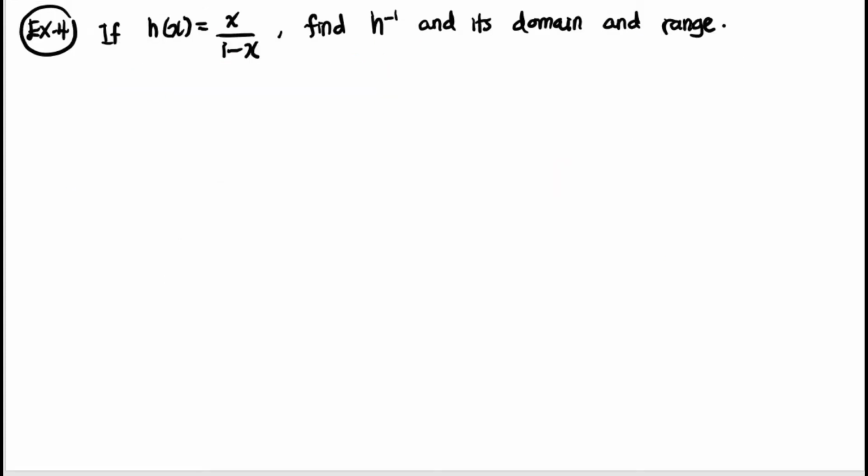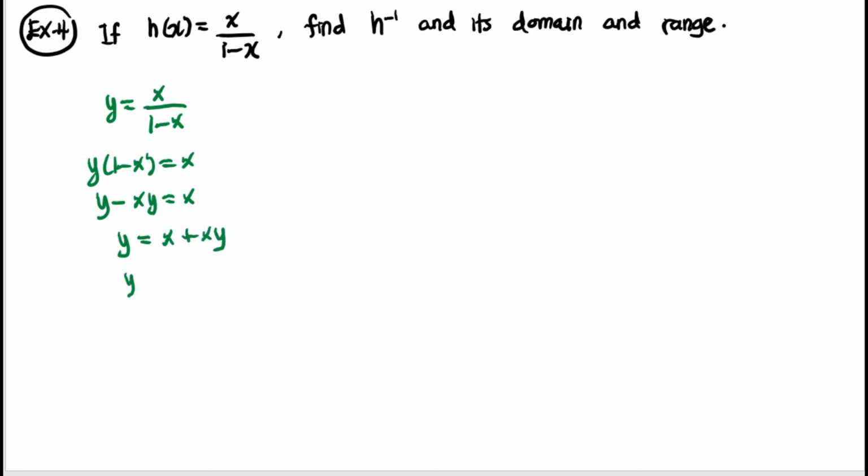We need to find H inverse. So let's just let y equal to x over 1 minus x. Now I bring that y minus x to the left side. I expand, I have y minus xy equal to x. Now I want to bring those x to the right side, so x plus xy. I factorize x, I'll have x times 1 plus y. Therefore, I have y divided by 1 plus y. This is actually equal to x.